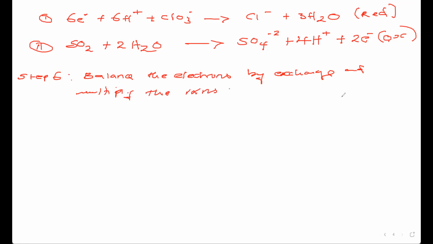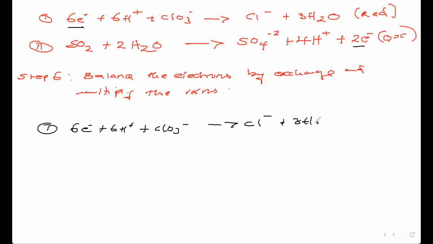What does that mean? Well, for oxidation, how many electrons have you added? You added 2 electrons. And for reduction, how many electrons did you add? You added 6. So we are going to exchange the electrons and multiply the reaction. This is the equation: we have 6 electrons plus 6H plus, to produce this plus this.